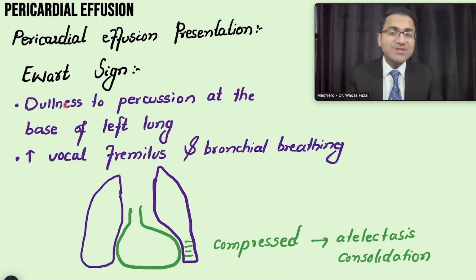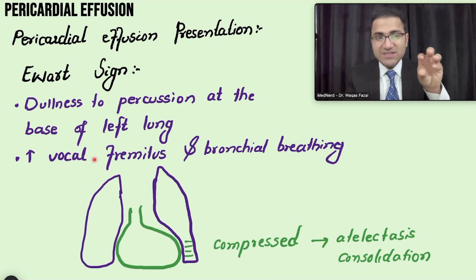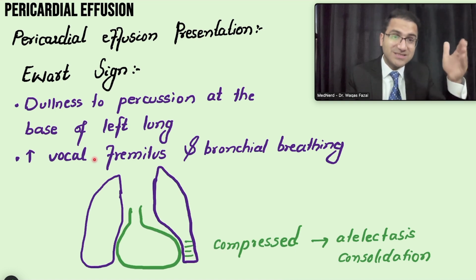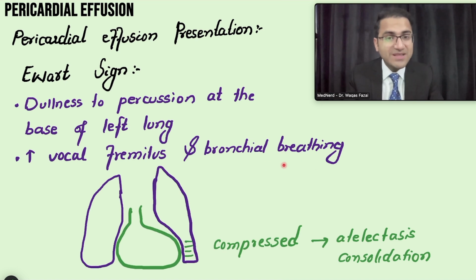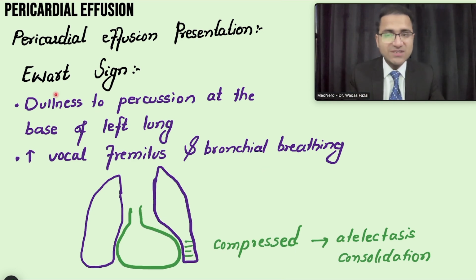And when you examine these patients, you will find dullness to percussion at the base of the left lung, and there will be increased vocal fremitus. When you listen to the patient's chest over the left lower lobe and tell them to say 99, you can clearly hear 99 in your ears, which is not normal. This is seen in consolidation. And there will be prominent breath sounds, the bronchial breathing that is seen in consolidation. So these are the important points you need to remember about the examination finding, that is the Ewart sign: a combination of dullness to percussion, increased vocal fremitus, and bronchial breathing due to atelectasis and consolidation of the left lower lobe.